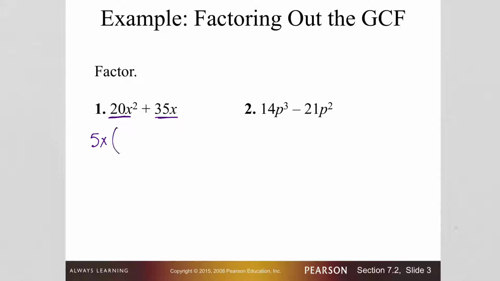So now we want to ask ourselves what times 5x would give us 20x squared, and that is 4x. What times 5x would give you a positive 35x, and that is a positive 7. Now you might want to just go ahead and distribute to check your work and make sure that you come up with the original problem. Otherwise, this right here is factored.